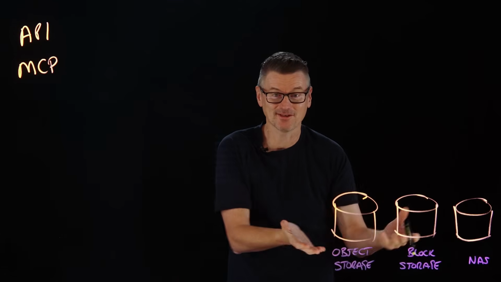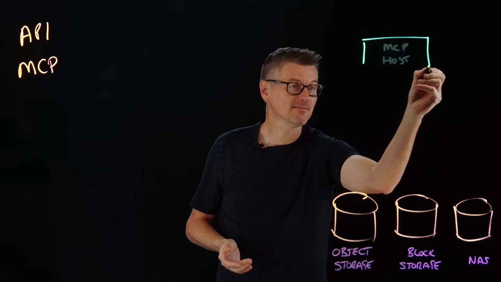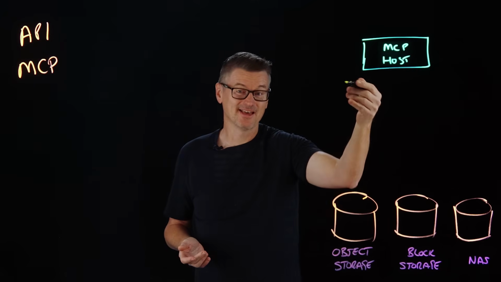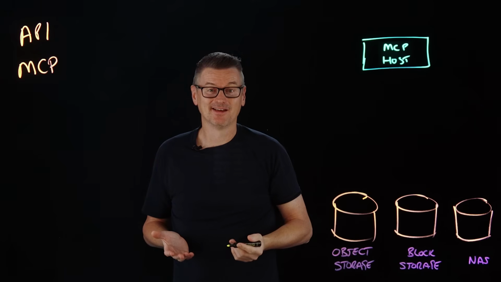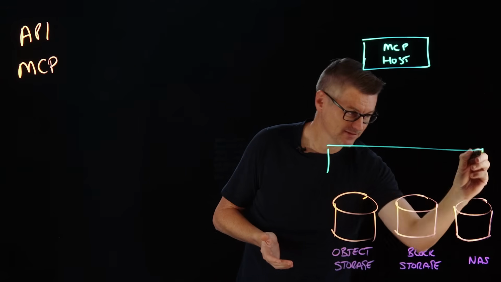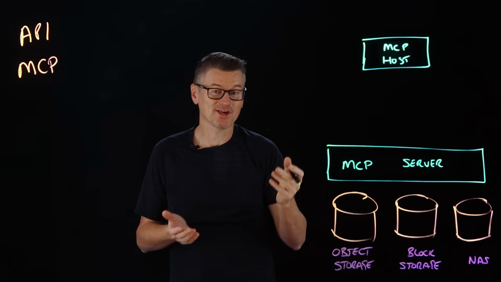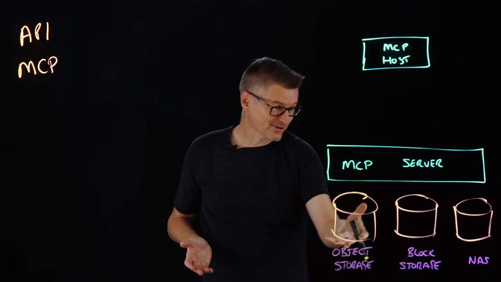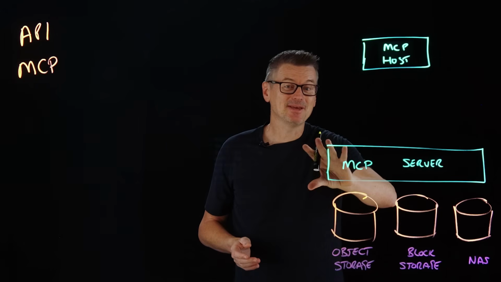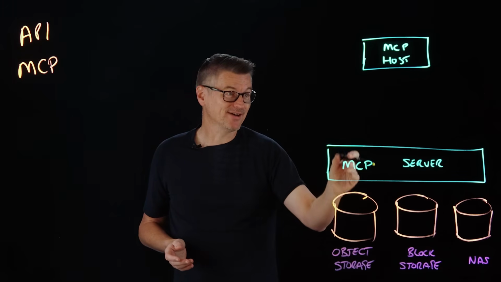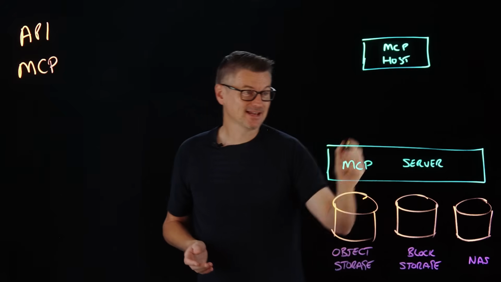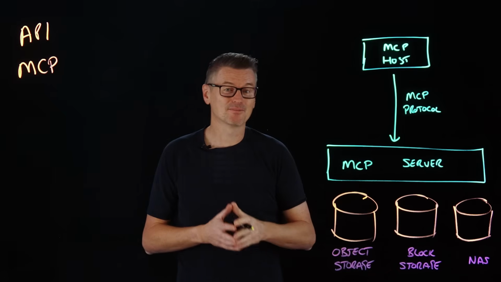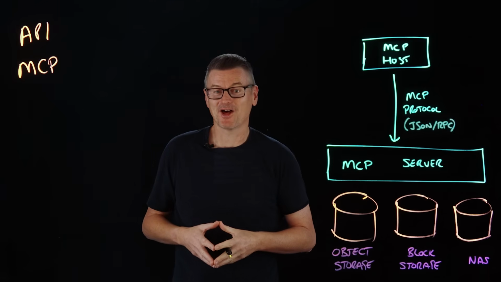And for our purposes, MCP is an interface that can be used by AI agents to work with storage systems. So we have here an MCP host. Now this is the AI application where the agent runs. And then below that, we've got the MCP server, which in this scenario is the storage layer. And whether the underlying system is object storage or block storage or NAS, the MCP server presents a uniform interface to the agent. Now, connecting them is the MCP protocol itself, which uses JSON RPC.